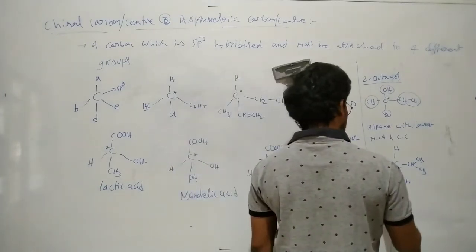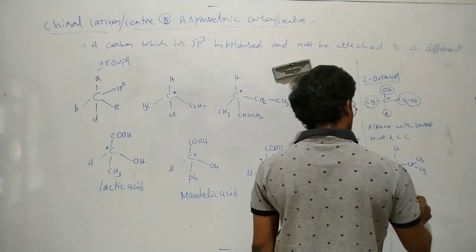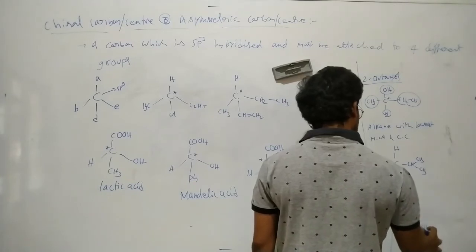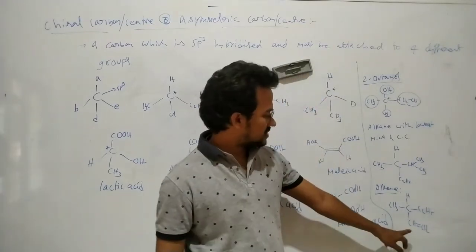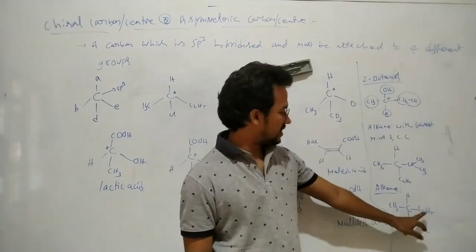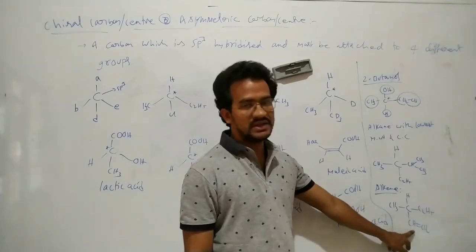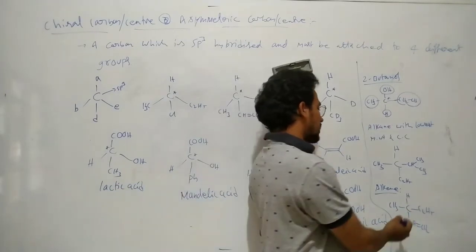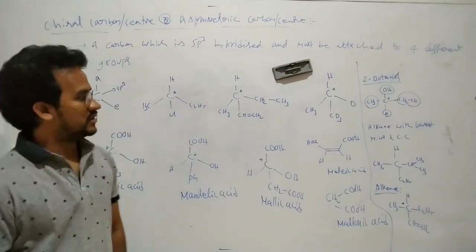Suppose for the alkene, that means it contains a double bond, that means CH double bond CH2. So now we can write like this: C2H3, and this is C2H5. This is the ethyl, this is the ethenyl. These two are different. And hydrogen and methyl are different. So it has one chiral carbon.